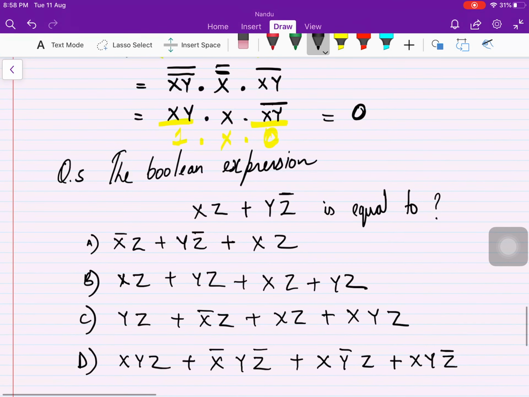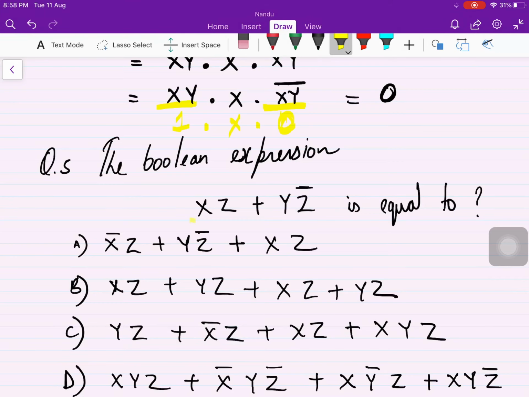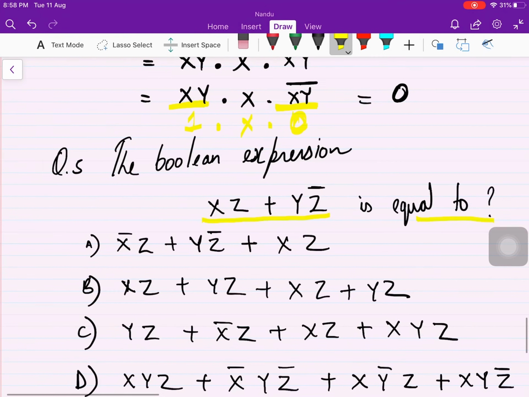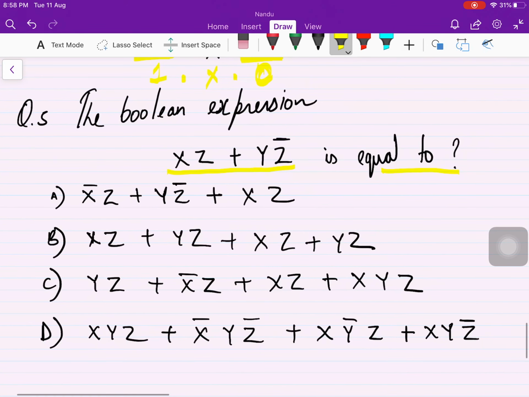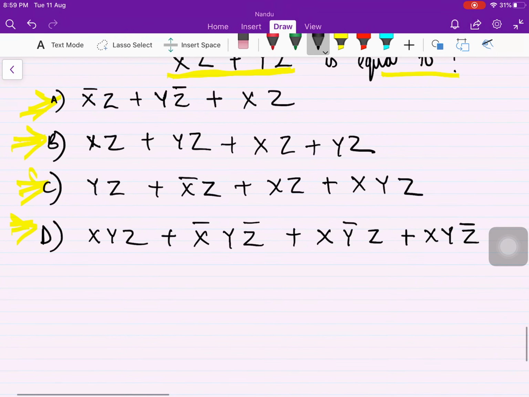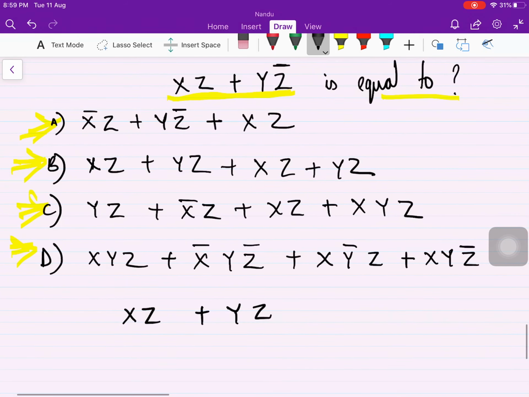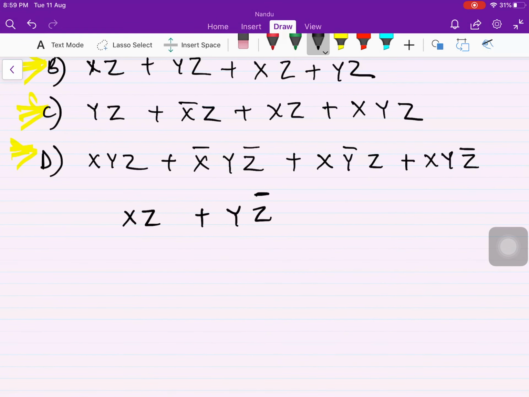Now the Boolean expression xz plus yz bar is equal to what, in the four of the following? If you see the options, they are increasing in variables, not reducing. So one technique is this: you take xz and here plus yz bar. This expression has 3 variables: x, y, and z.